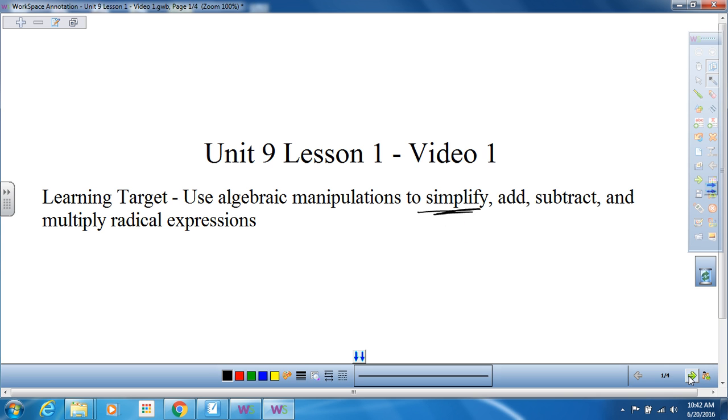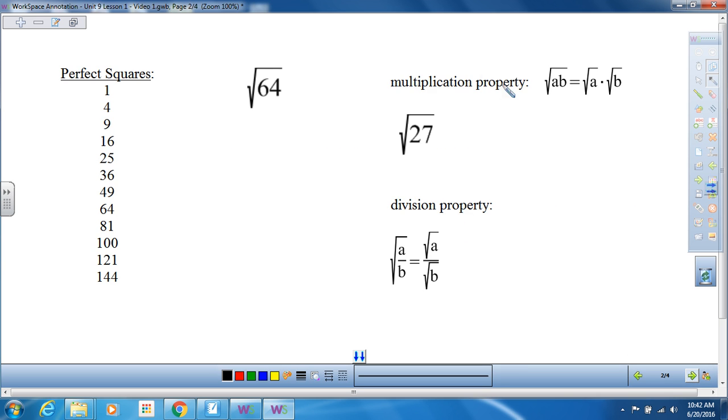Okay, so first of all, a radical is a number with this square root sign. And technically a radical can have any root. It doesn't have to just be square, but we're only going to talk about square roots. So this is a radical. The number underneath is called the radicand.